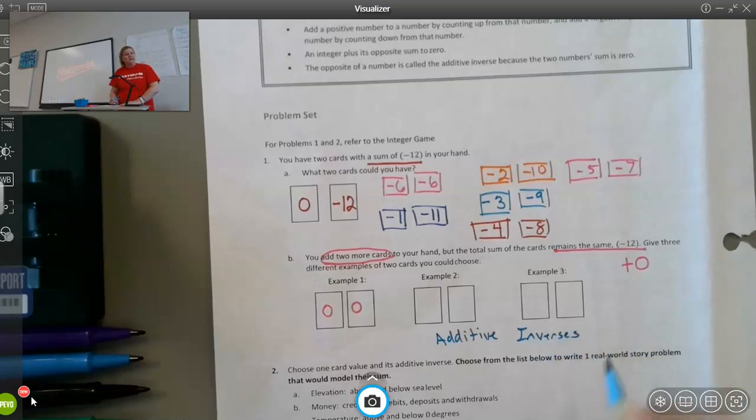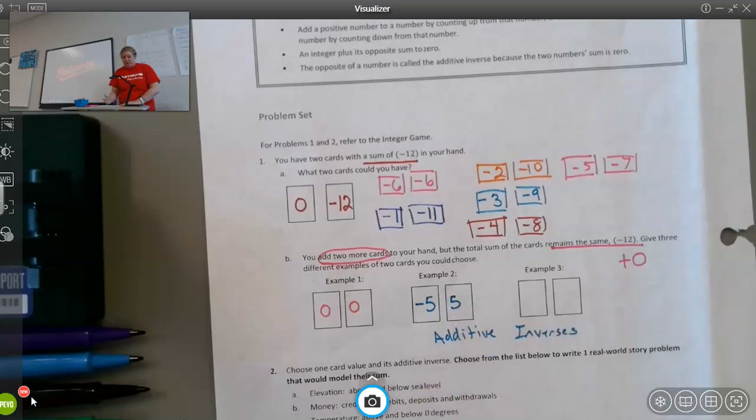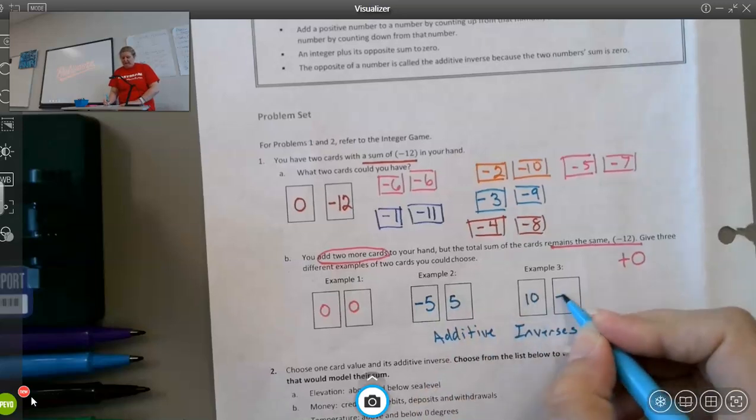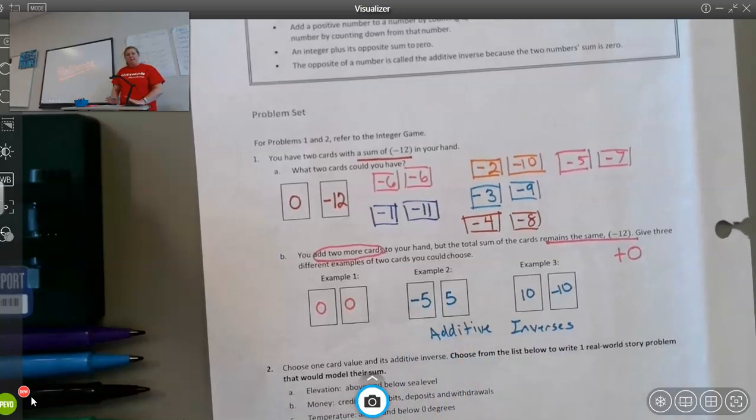Now this could be any set of additive inverses. For example, negative 5 and 5, or 10 and negative 10. Basically, additive inverses would be a set of numbers that are opposites. They have the same absolute value, but different signs.